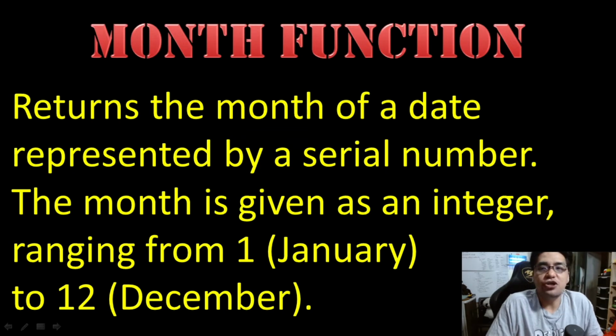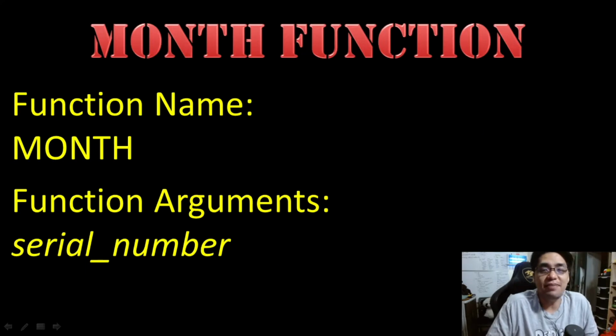The month function returns the month of a date represented by a serial number. The month is given as an integer, ranging from 1, which is January, all the way to 12, which is December. For the month function, the function name is month, and for the function arguments, you need just one. You need the date data.